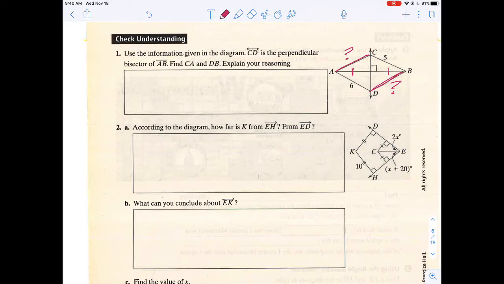Explain your reasoning. So if CD is the perpendicular bisector to AB, then that means it also splits these angles in half. So CD is the angle bisector of angle ACB and angles ADB.